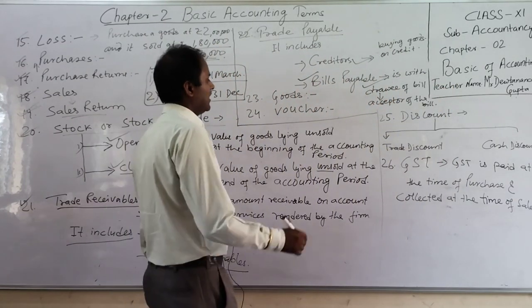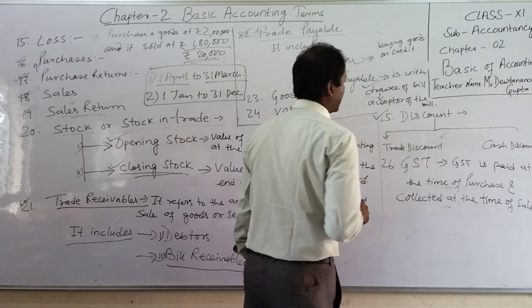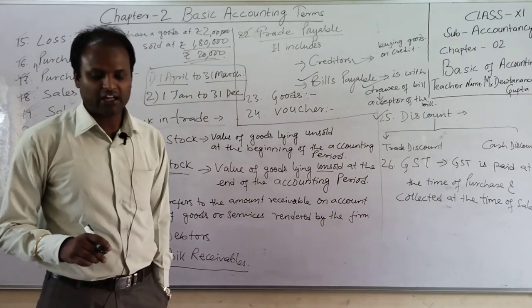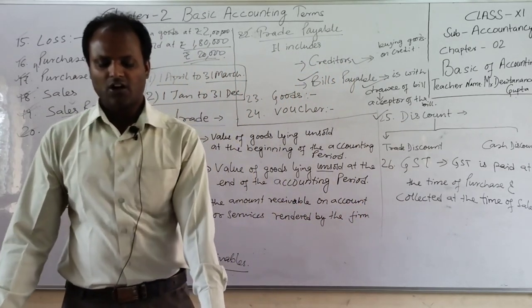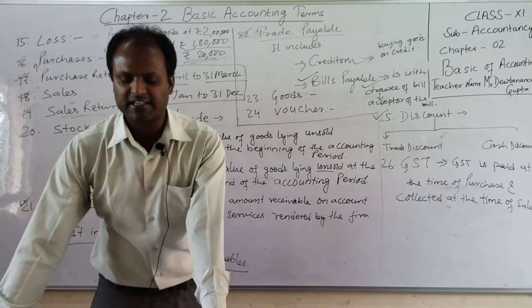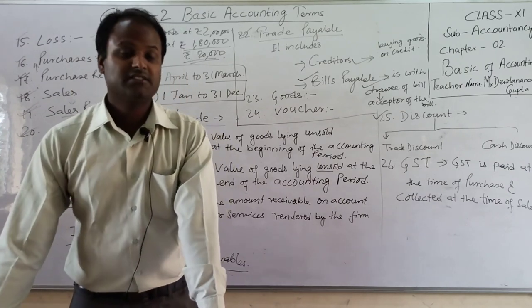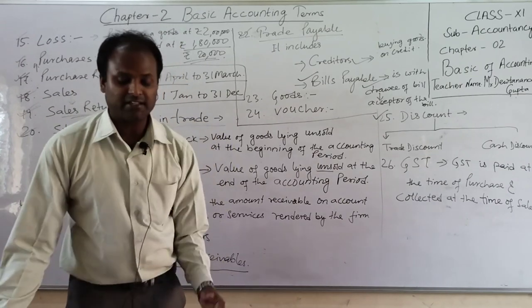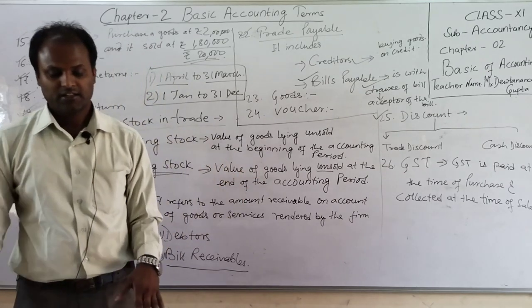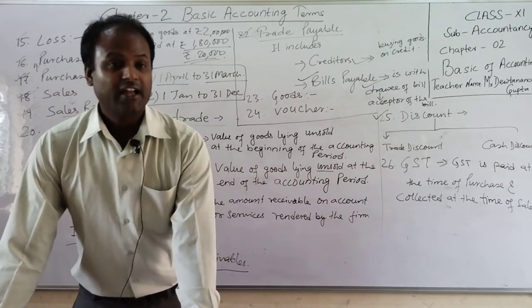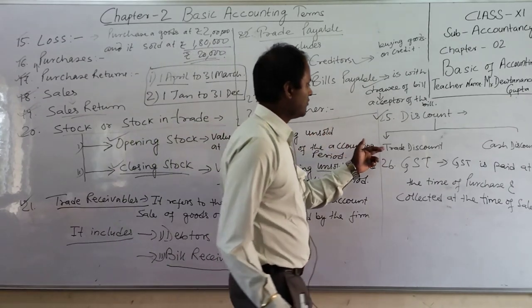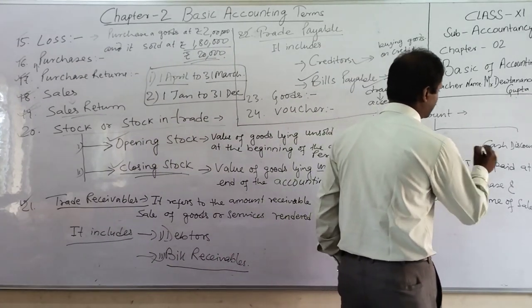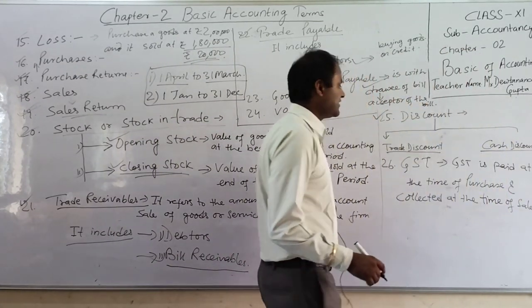Now we are going to the next point, that is discount. Discount means it is a rebate or an allowance given by the seller to the buyer. It can be of two types: one is trade discount and one is cash discount.